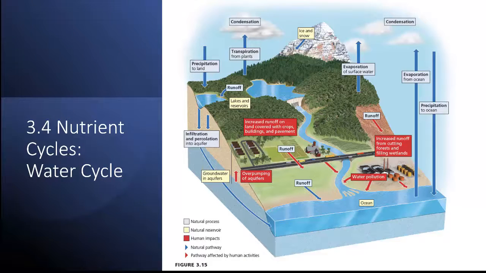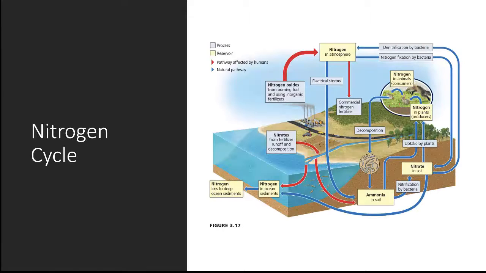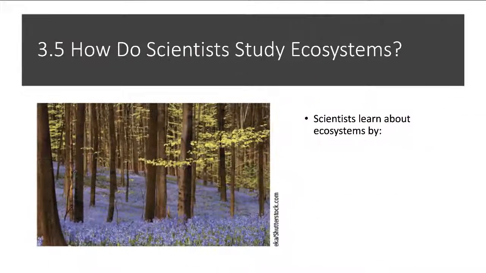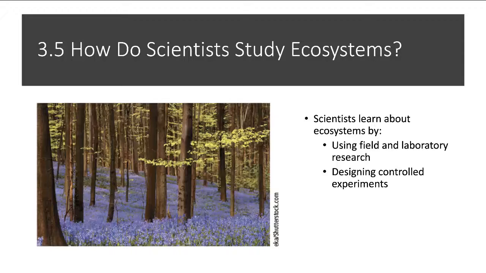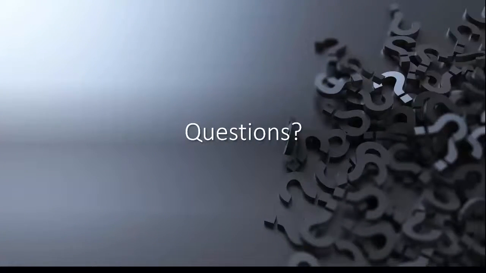Section 3.4 covers all of the nutrient cycles that I want you to focus on this semester. For example, I think you should take a look at the water cycle, the carbon cycle, the nitrogen cycle, and finally the phosphorus cycle. Section 3.5 takes another look at how scientists study ecosystems. Remember, scientists learn about ecosystems by using field and laboratory research, designing controlled experiments, and by developing mathematical and statistical models. Review Chapter 3 and let me know if you have any questions.